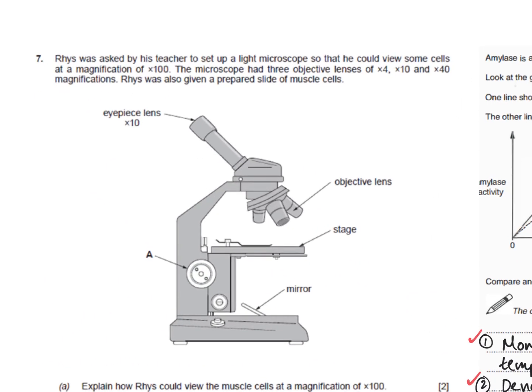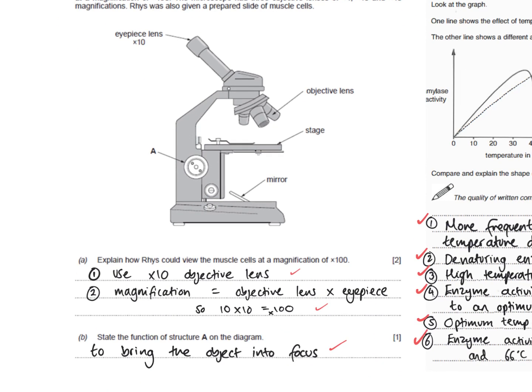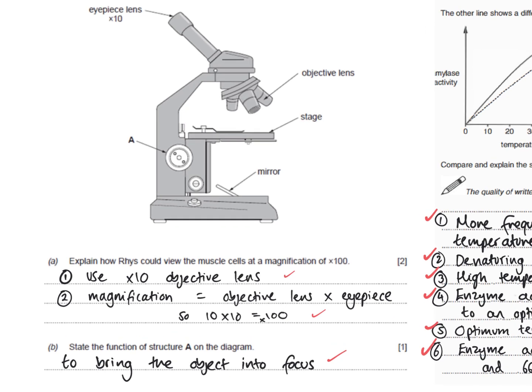Okay, so in this question, Reece was asked by his teacher to set up a light microscope so that he could view some cells at a magnification of times 100, and it had 3 objective lenses as times 4, times 10, and times 40. In this first part, it says, explain how Reece could view the muscle cells at a magnification of times 100. So it's not enough to say 10 times 10. For these 2 marks, you say use the times 10 objective lens, and then saying the calculation of magnification equals objective lens times the eyepiece lens. So the eyepiece that was given is times 10, and the objective times 10, and that equals 100, okay, for the second mark.